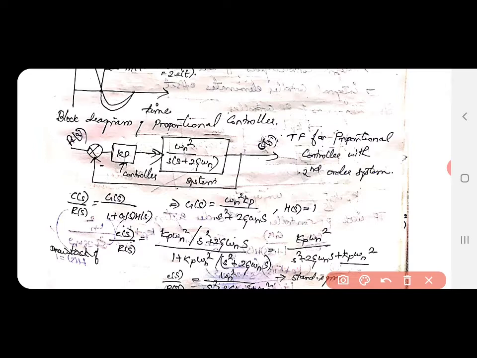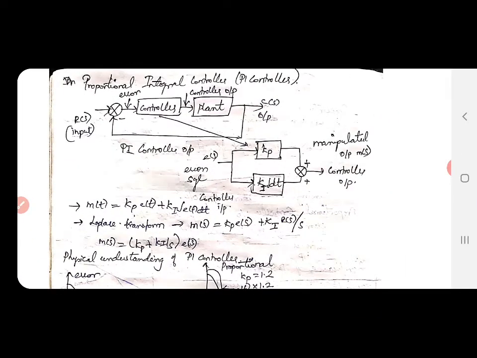Then we need to write that C(s) by R(s) is equal to omega n squared by s squared plus 2 eta omega n s plus omega n squared. This is the standard equation. Then we give the obtained value to the controller.